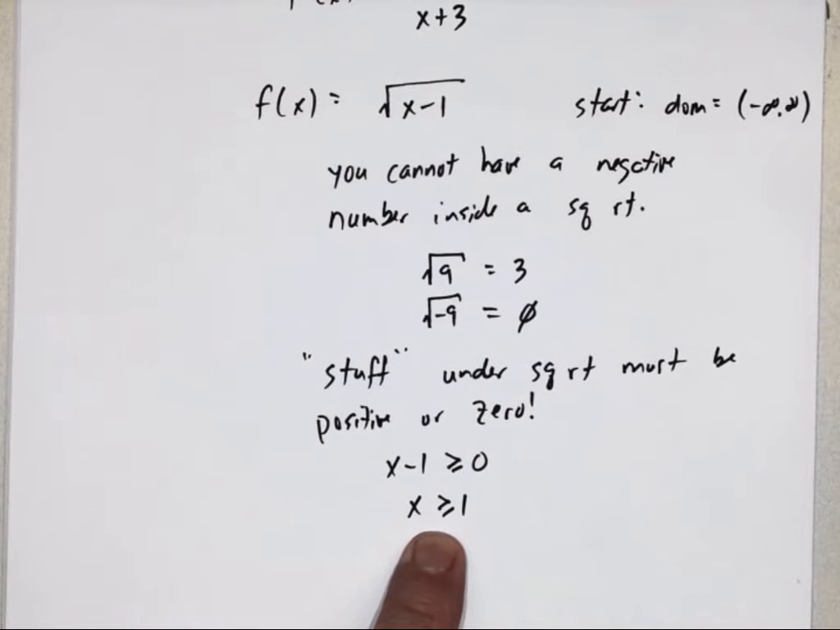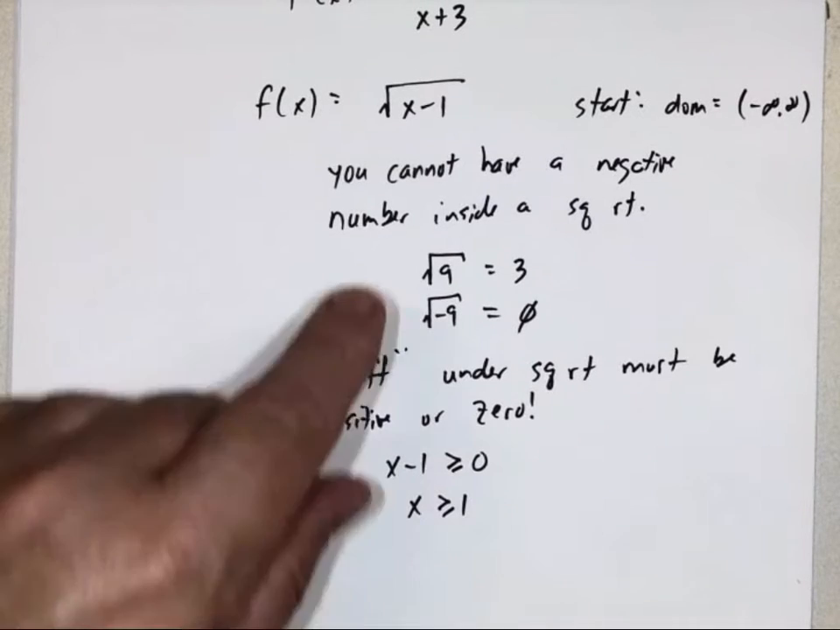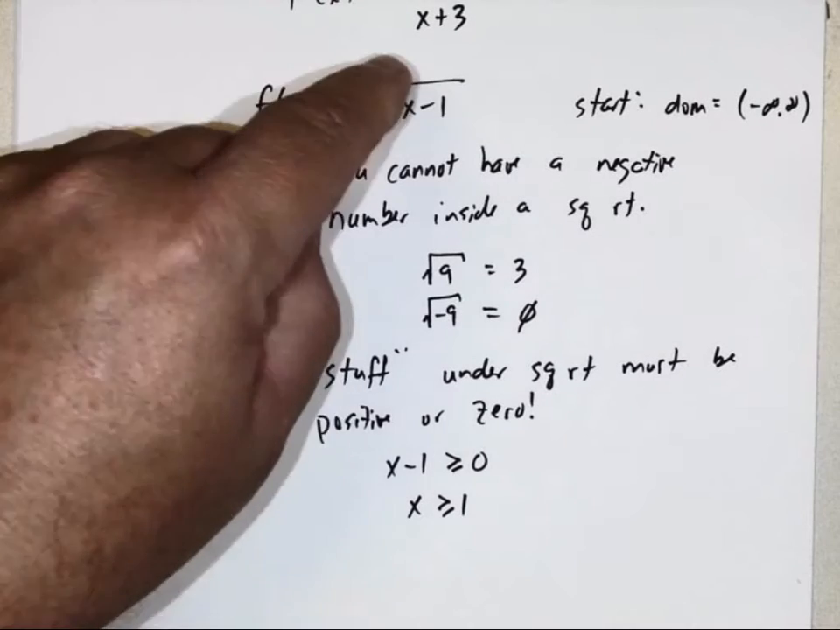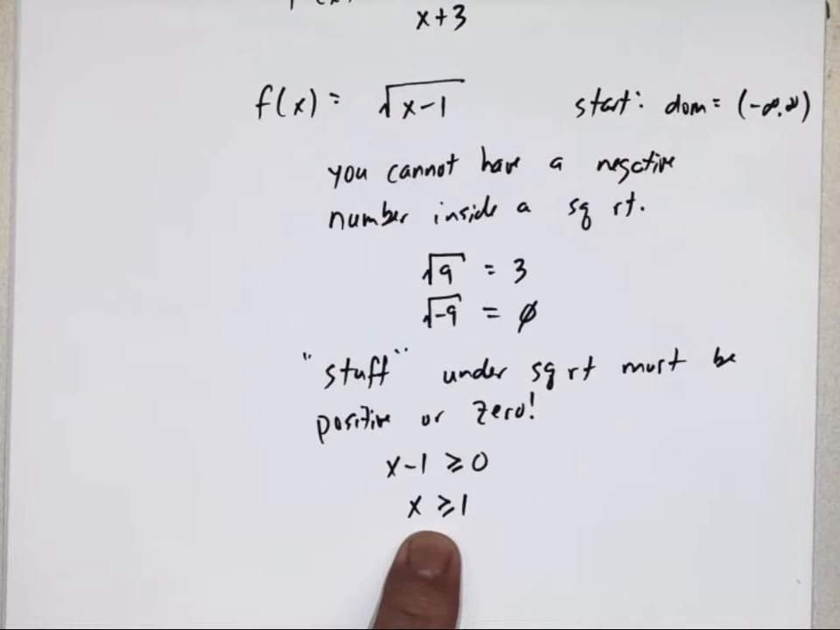So what I'm saying now is, if I want to make sure I don't break any sort of math rules for this square root, I've got to make sure x is greater than or equal to 1. In other words, if x is 2 or 5 or 10 or 20, I'm okay. However, if x is -1 or -5 or 0, then I got a problem.